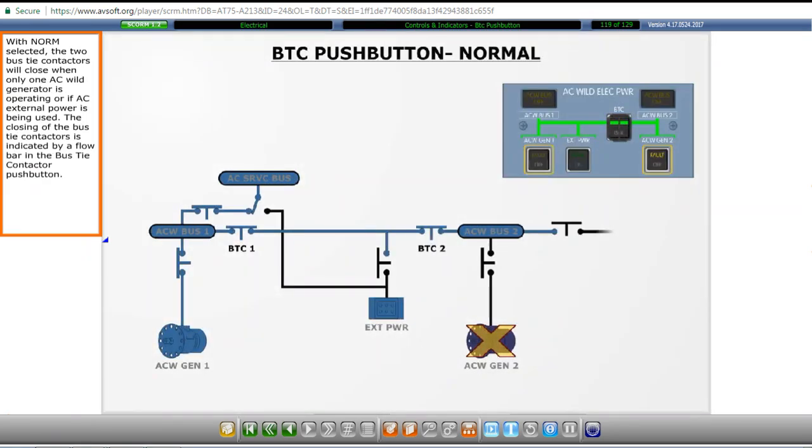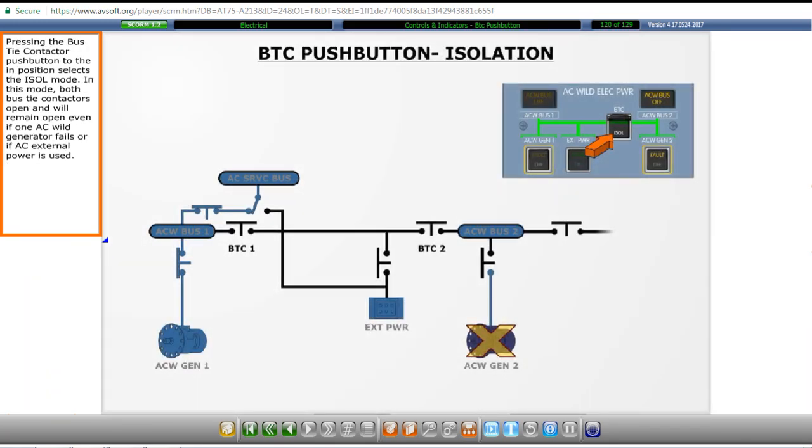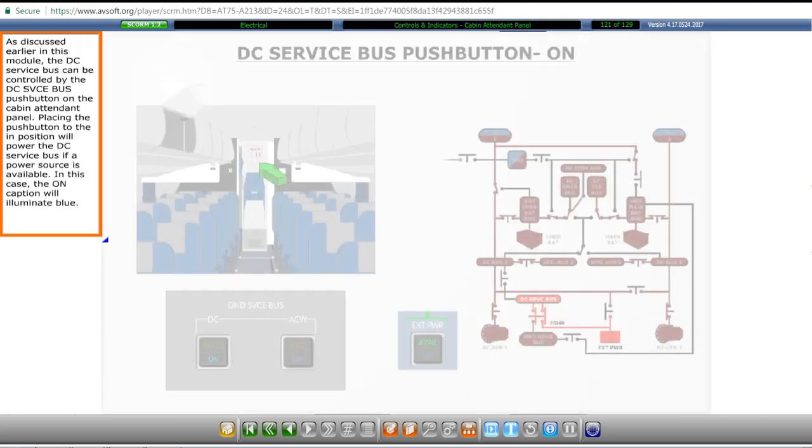With normal selected, the two bus tie contactors will close when only one AC Wild generator is operating or if AC external power is being used. The closing of the bus tie contactors is indicated by a flow bar in the bus tie contactor push button. Pressing the bus tie contactor push button to the in position selects the isolation mode. In this mode, both bus tie contactors open and will remain open even if one AC Wild generator fails or if AC external power is used.